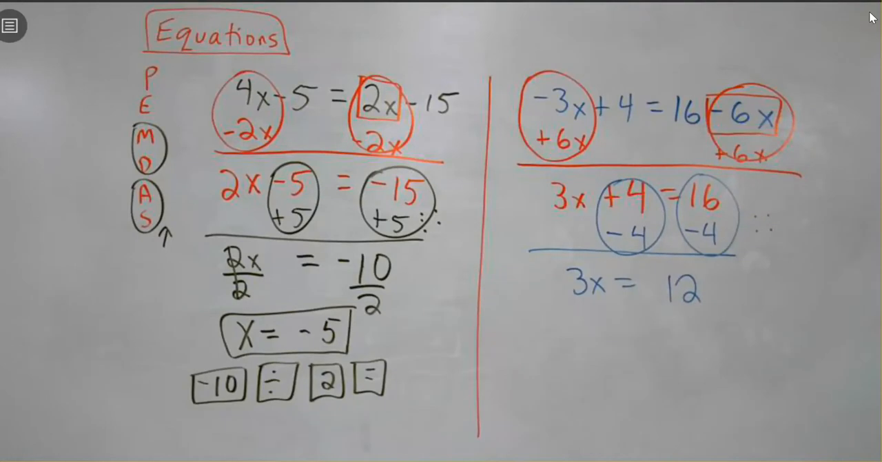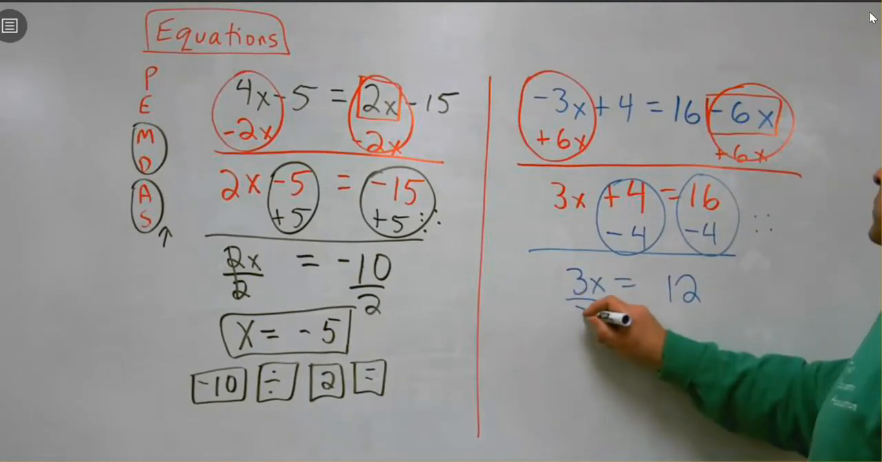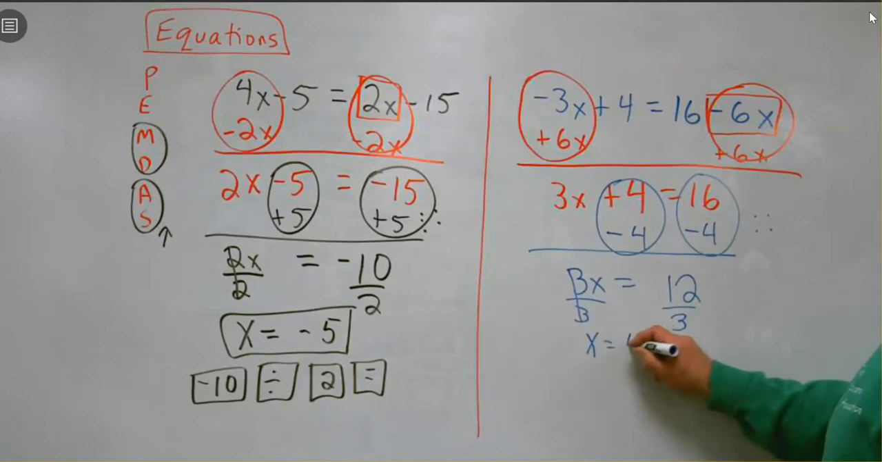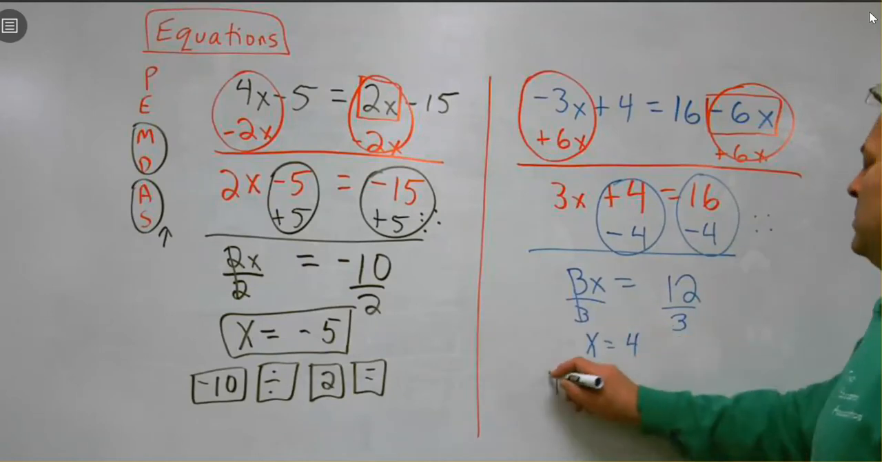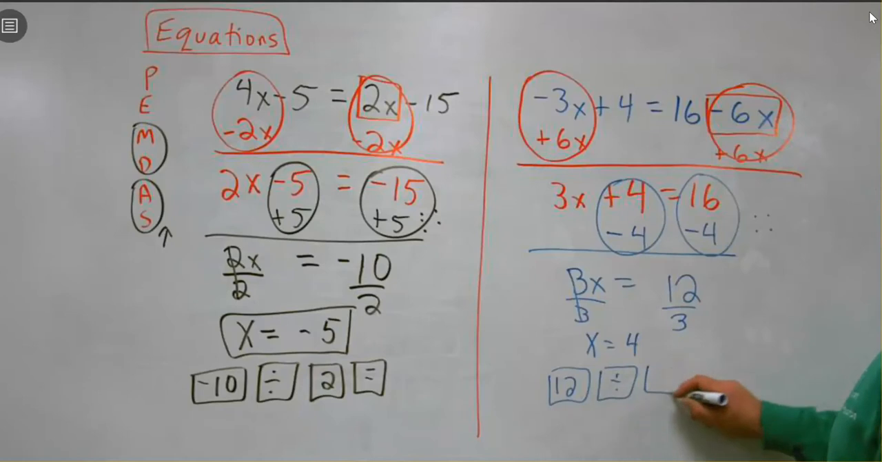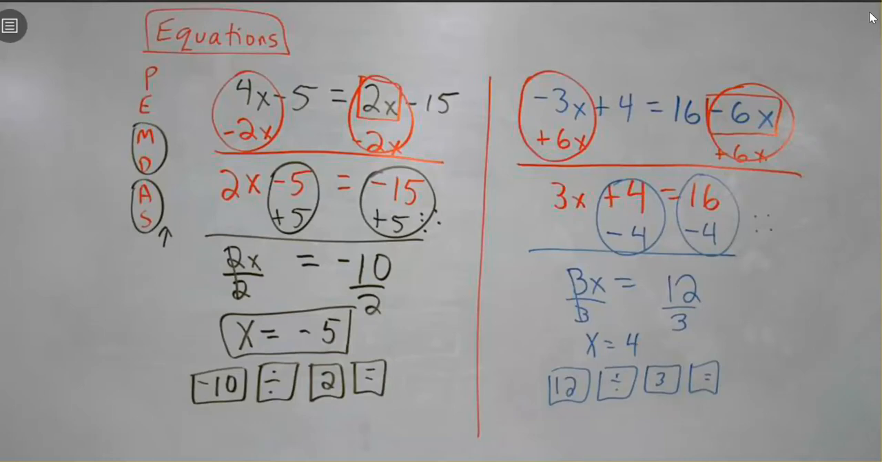I get 12. Stays positive because 16 is larger. I'm going to go ahead and divide both sides out by 3. And I get x by itself is equal to 4, because when you punch it in the calculator, 12 divided by 3 equals 4. Okay. All right.